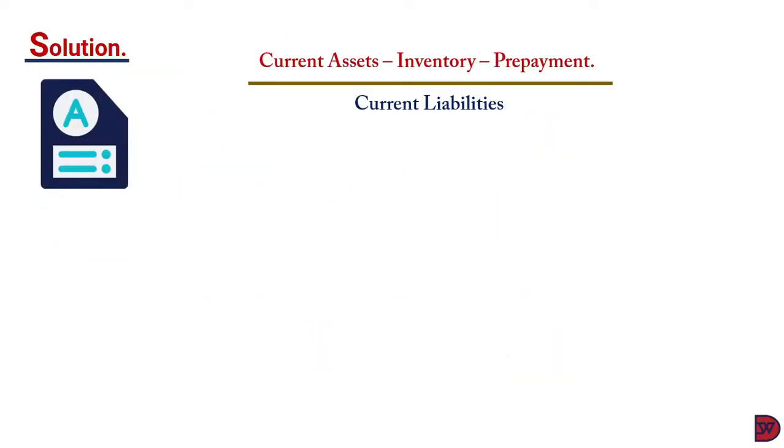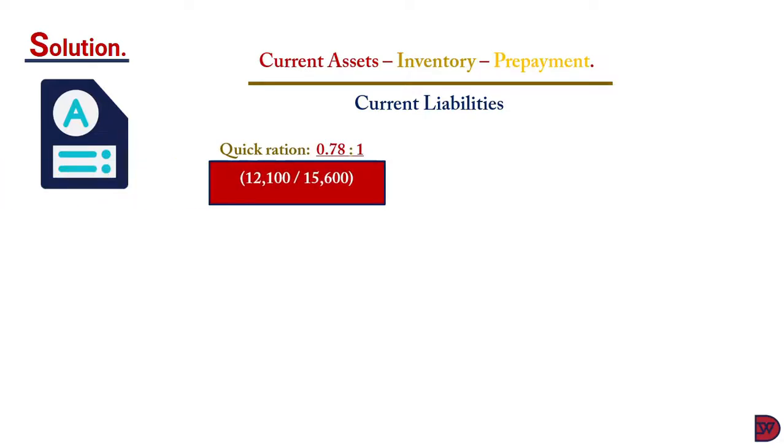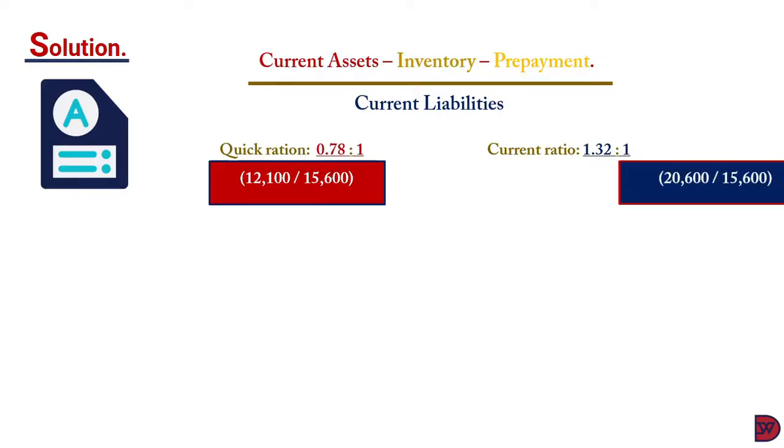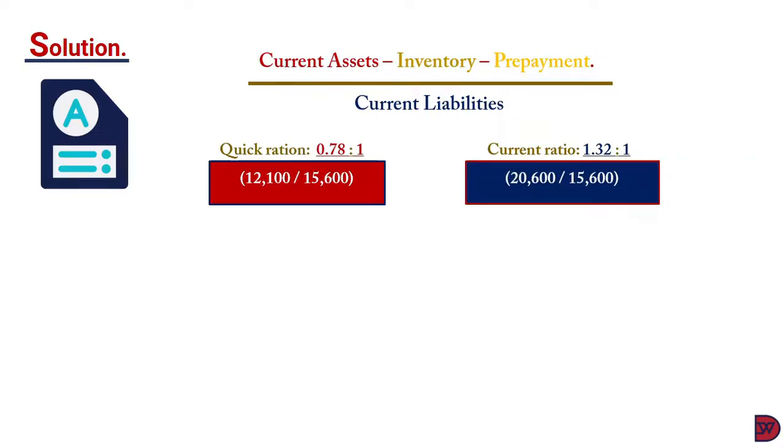So for the solution, we restate the formula again. For the quick ratio, we had 0.78 to 1, which was arrived at by dividing the 12,100 for the receivables and cash by the 15,600, which is the current liabilities. So here with the quick ratio, it means that the business does not have enough liquid assets to cover its liabilities. With the current ratio, we had 1.32 to 1. Here, the business has enough assets to settle its liabilities. We got this by dividing the entire current assets by the current liabilities of 15,600.